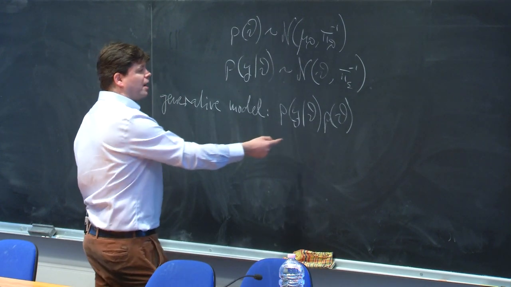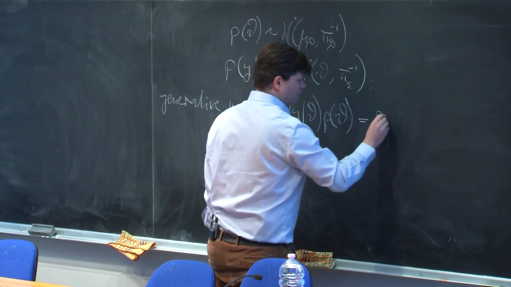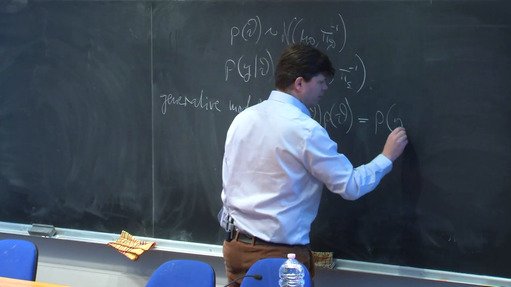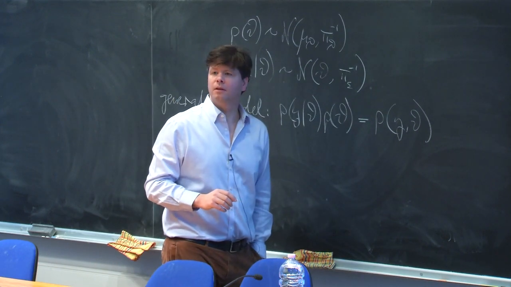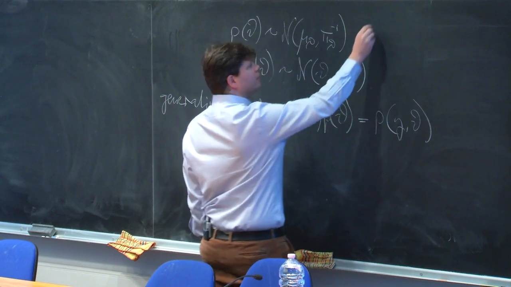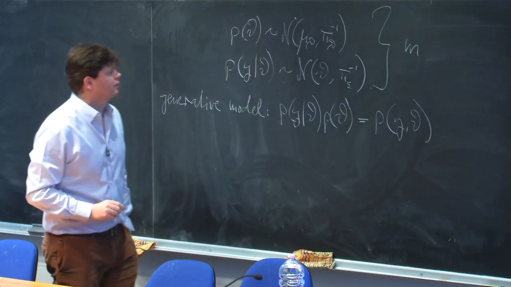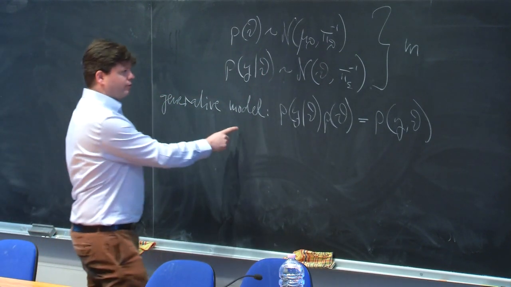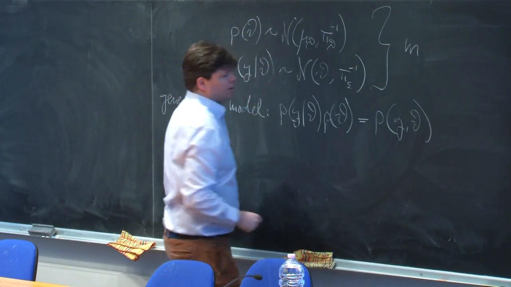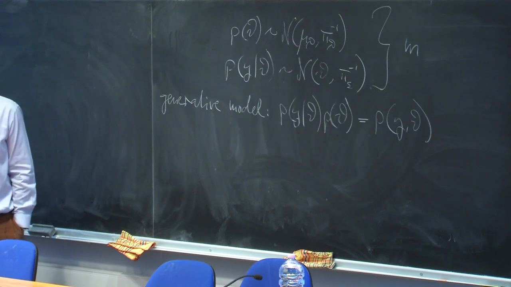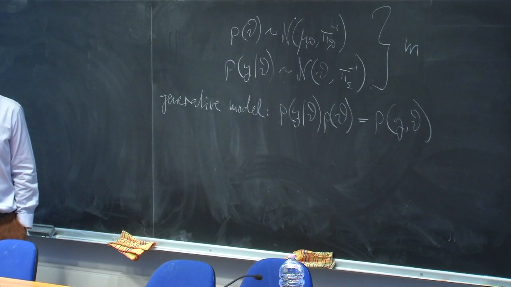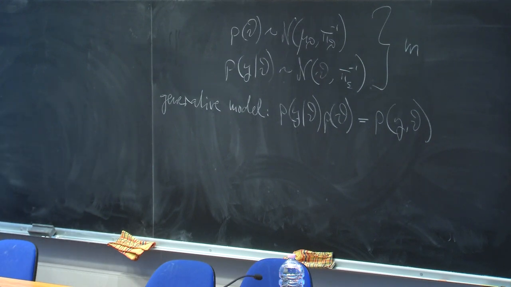And by the product rule of probability theory, we know that this is the joint probability of Y and theta. Exactly, this is M. And under this model, you have a particular probability of making observation Y. The definition of a model is always a generative model consisting of prior and likelihood.